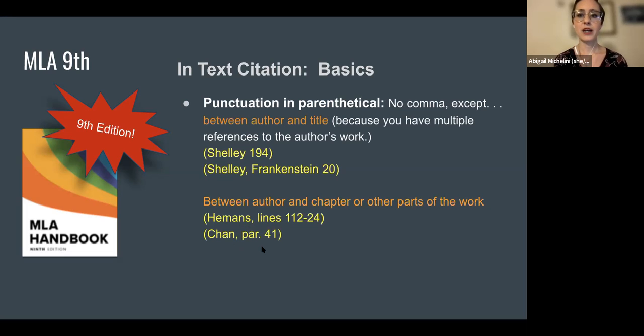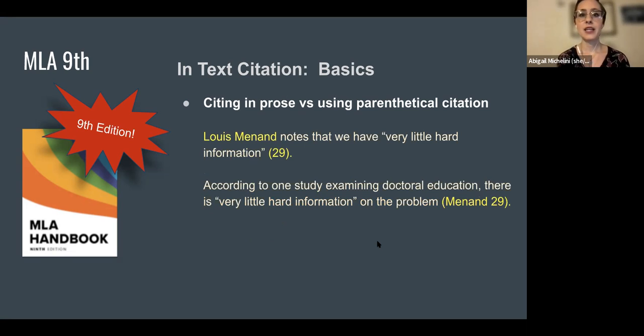When would you use paragraph? Anyone know? That's going to be if it's like a web page or something and you don't have a page number. All right. Citing in prose versus using a parenthetical citation. It's very similar to the other styles. You can either put the author's name as a narrative citation and then the page number, or you can put the whole thing in the parentheses after you've cited the information from that author.